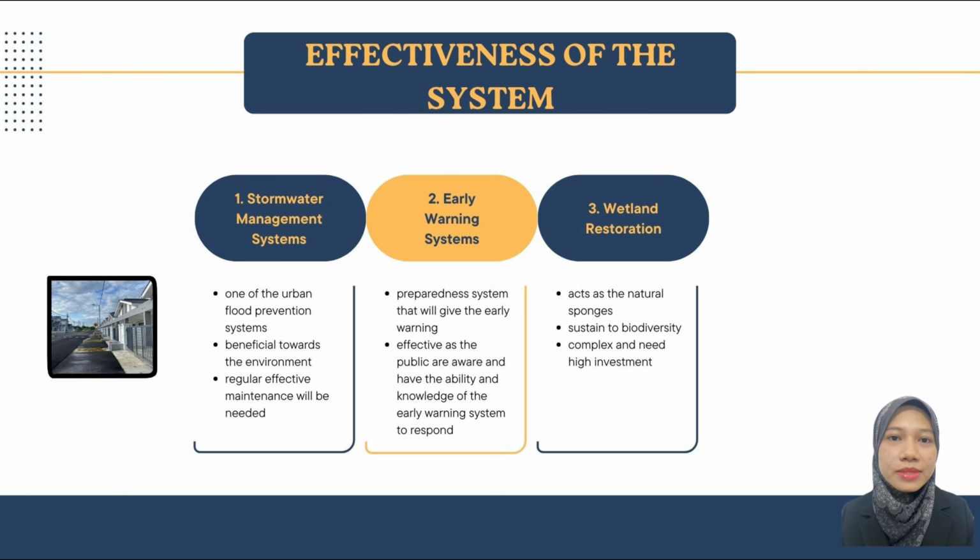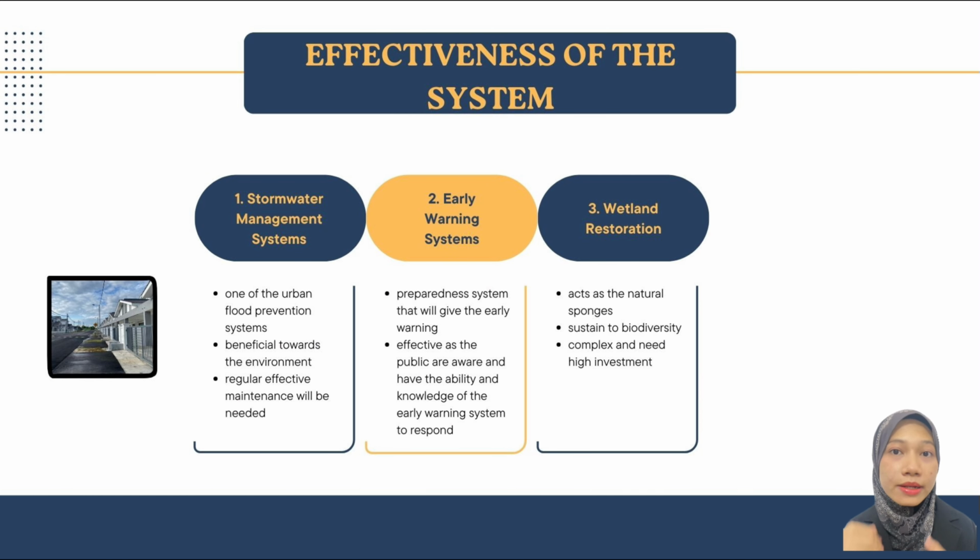The early warning system is a type of preparedness system that gives early warning that lets communities know it is time to get ready and evacuate, which dramatically lowers the number of fatalities and property damage. This system definitely will be more effective as the public are aware and have the ability and knowledge to respond to the early warning system.